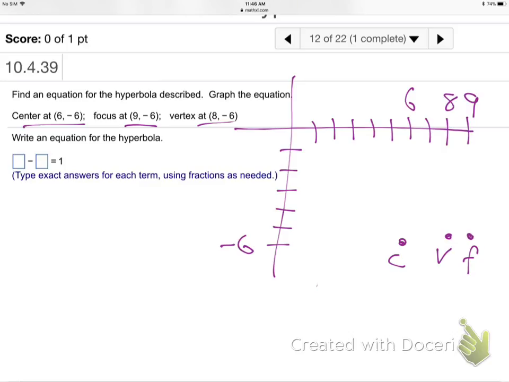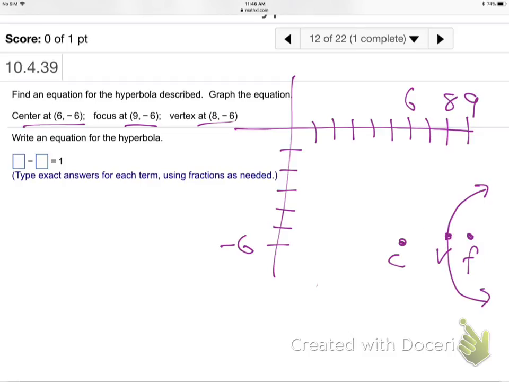So that's it, it's all they give me. From that, I have to come up with everything. So first thing to decide is it branches right, left, or up, down? It's right, left. How do we know it's right, left? Because the 6 is not changed. The focus is always inside, so it must be hitting at the vertex going that way, and then another one this way.